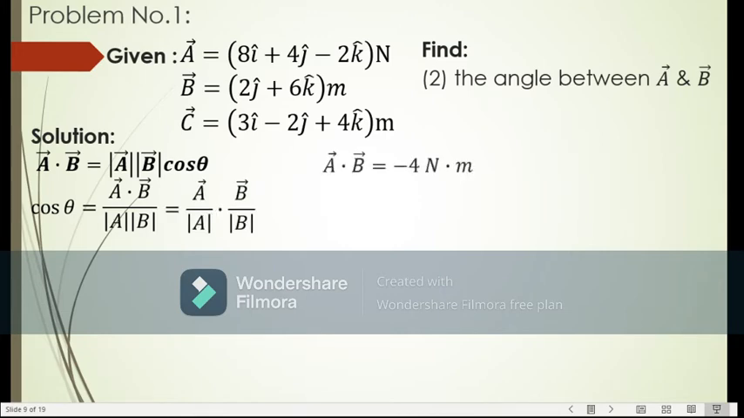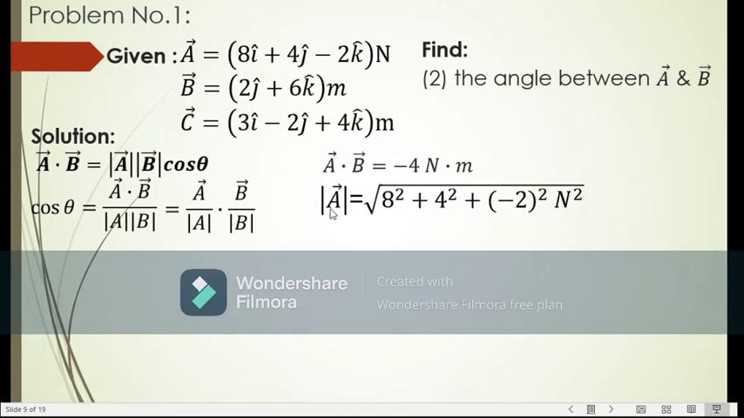Based on our previous solution, we got this answer already: A dot B is equal to negative 4 Newton dot meter. So again, A dot B, which is negative 4 Newton dot meter, was the answer from our previous problem. What we have to calculate now is the magnitude of A and the magnitude of B.